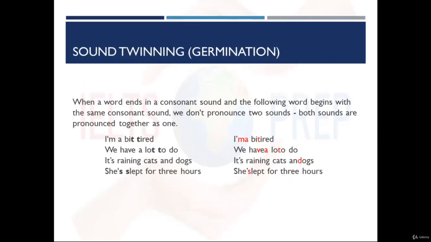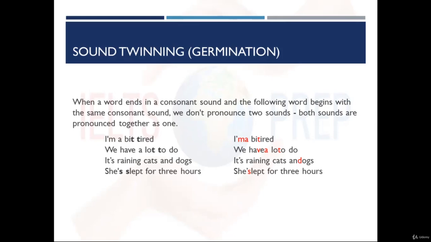Now, another feature of connected speech is sound twinning, or the official word is germination. That is when the first word ends in a consonant sound, and the following word begins with the same consonant sound. We aren't going to produce two of the same sounds. We will only produce one. So again, we're going to link the two words together and only have one consonant sound. If we have a look at the examples, I'm a bit tired. Bit ends with a T, tired starts with a T.